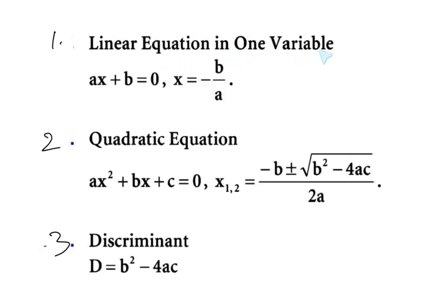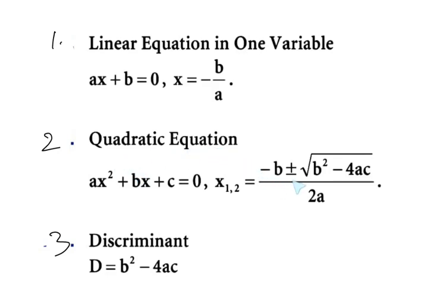Linear equation in one variable ax + b equal to 0, where the solution for x is x equal to -b by a. And the quadratic equation ax^2 + bx + c equal to 0, and x1 and x2 values are the solutions, here x = (-b ± √(b^2 - 4ac)) by 2a. We have two values for the quadratic equation.